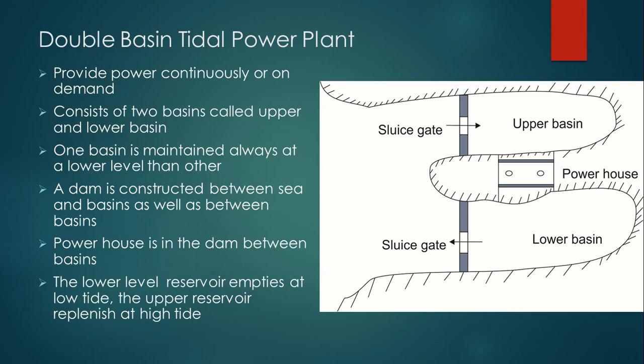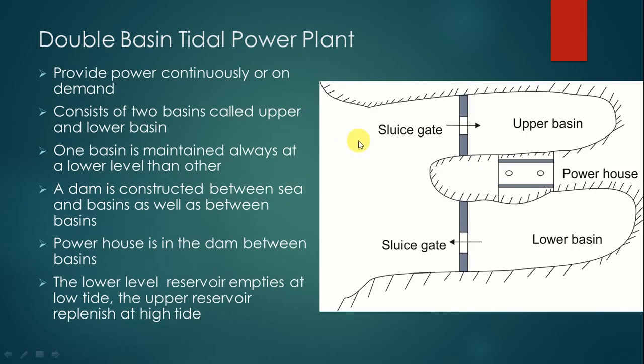The lower level reservoir empties at the low tide. The upper level reservoir replenishes at high tide. So during the low tide, this lower basin gets emptied, and during the high tide, this upper basin is replenished.